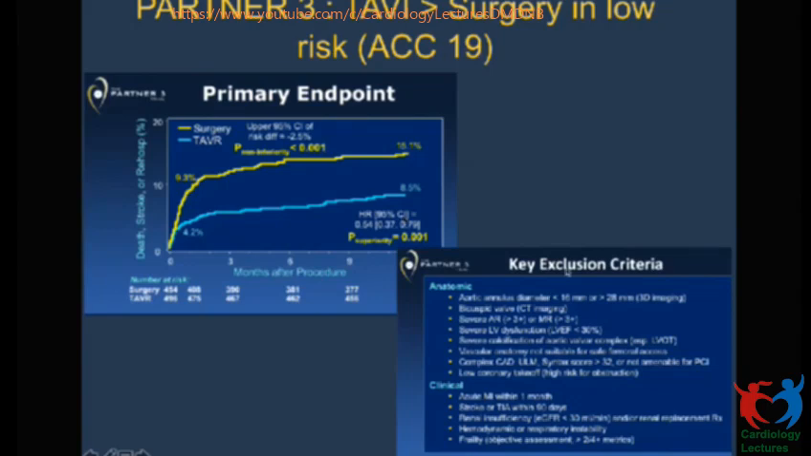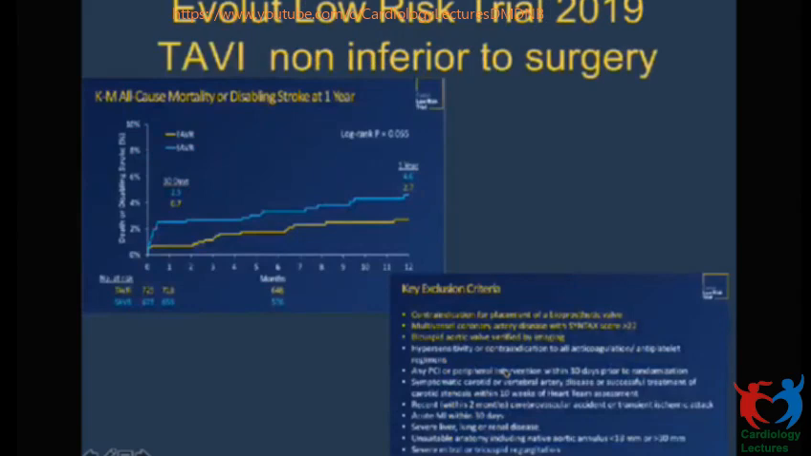But please check the key exclusion criteria for both trials. They excluded patients with small annulus and large annulus, less than 16 or more than 28, bicuspid valve, severe aortic regurgitation, severe left ventricle dysfunction, and complex coronary artery disease. This is the same for the Evolut Low Risk trial. You have the same contraindications. So if you have a patient referred to your institution, even if he has low risk or intermediate risk, please discuss with your heart team and your surgeon if he has these exclusion criteria, because it's not only the risk stratification. You have to see what the trials showed.